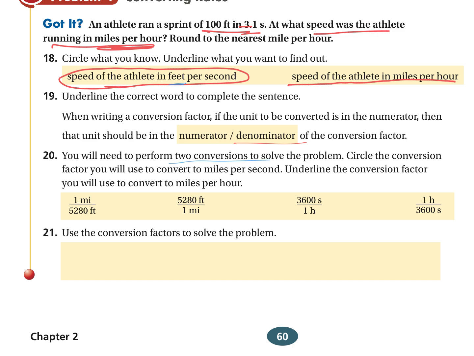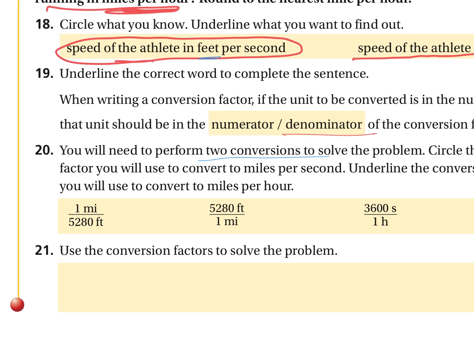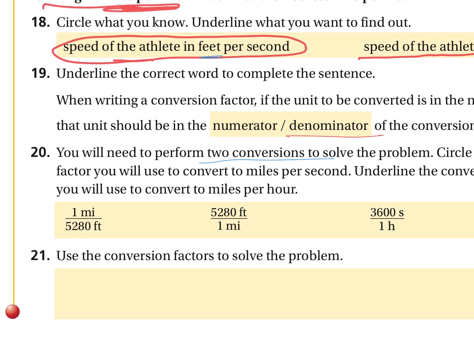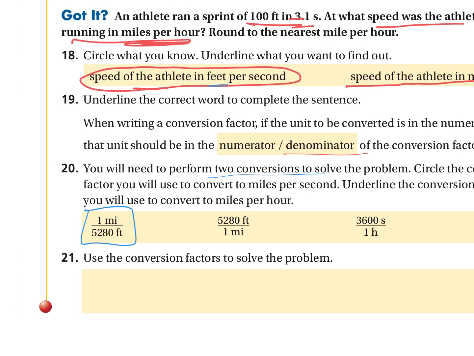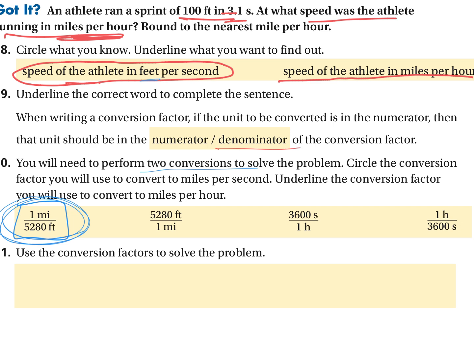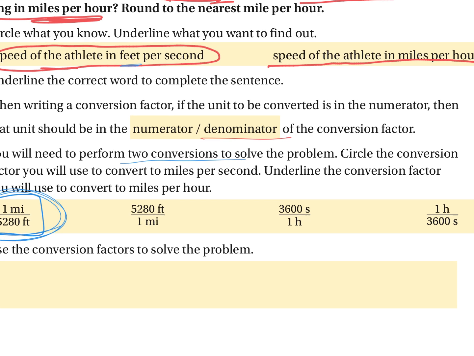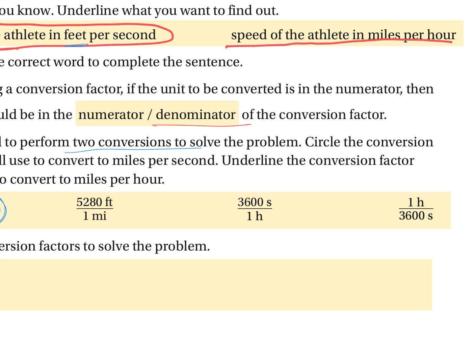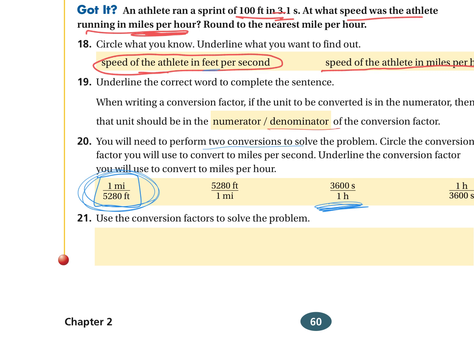First we're converting from feet to miles, so we're going to be using this one right here. I didn't really circle it, I boxed it, but let's circle this one. We're going to use this one. We want feet in the denominator. And once we have that, we have seconds in the denominator, so this one we want seconds in the numerator to cancel it out from the bottom. So we're going to use this one as well. We're going to underline this one, and we're going to use the conversion factors to solve the problem.